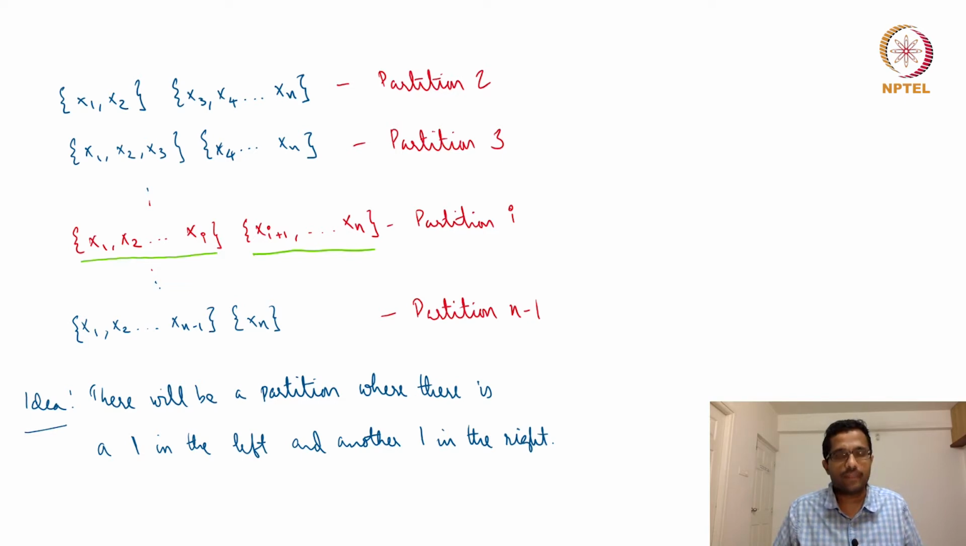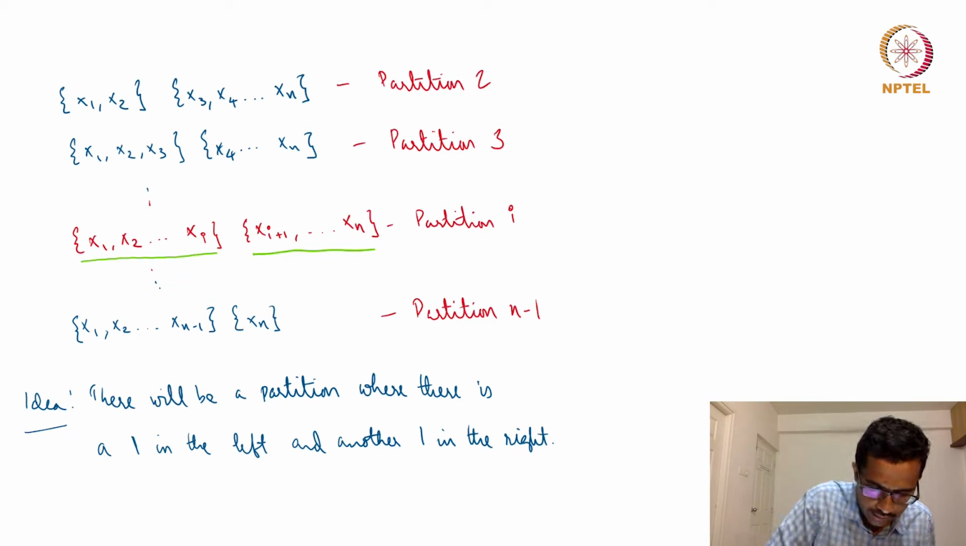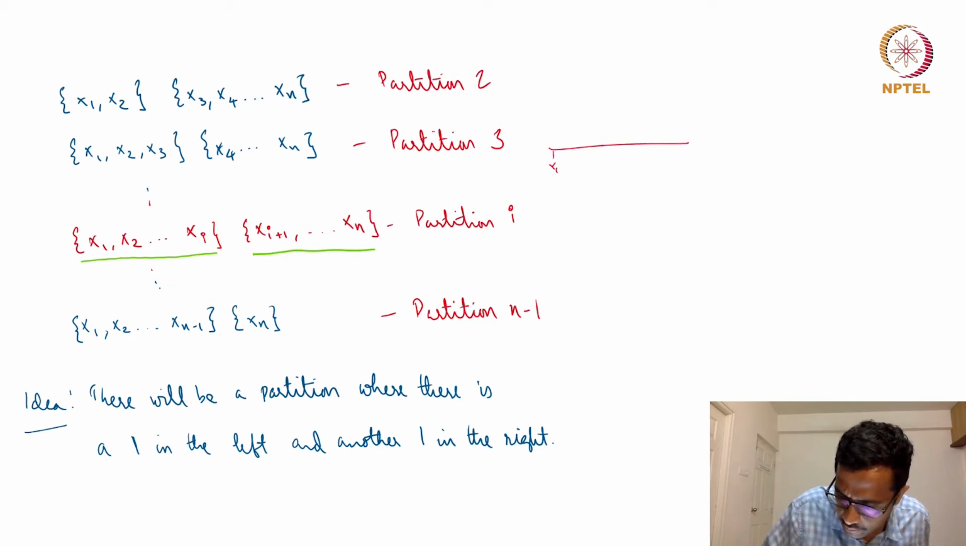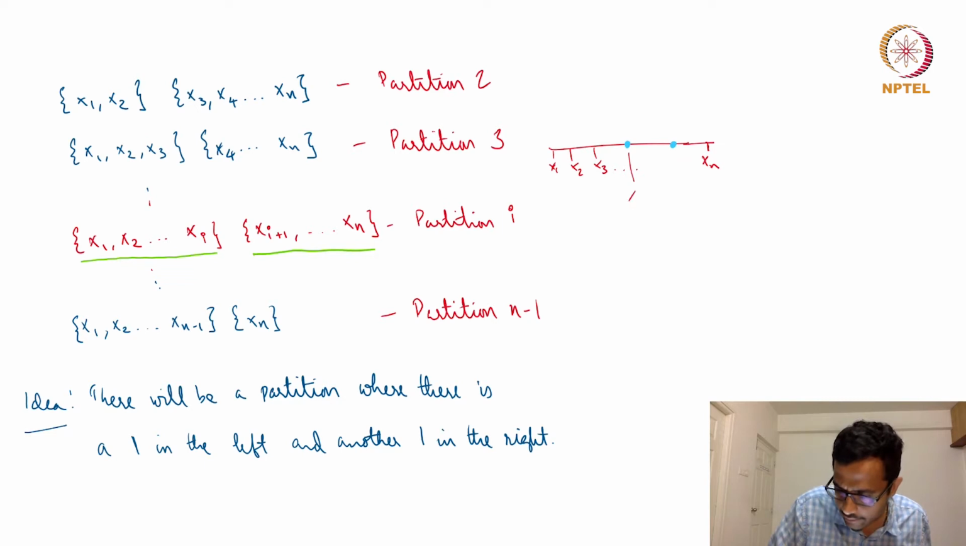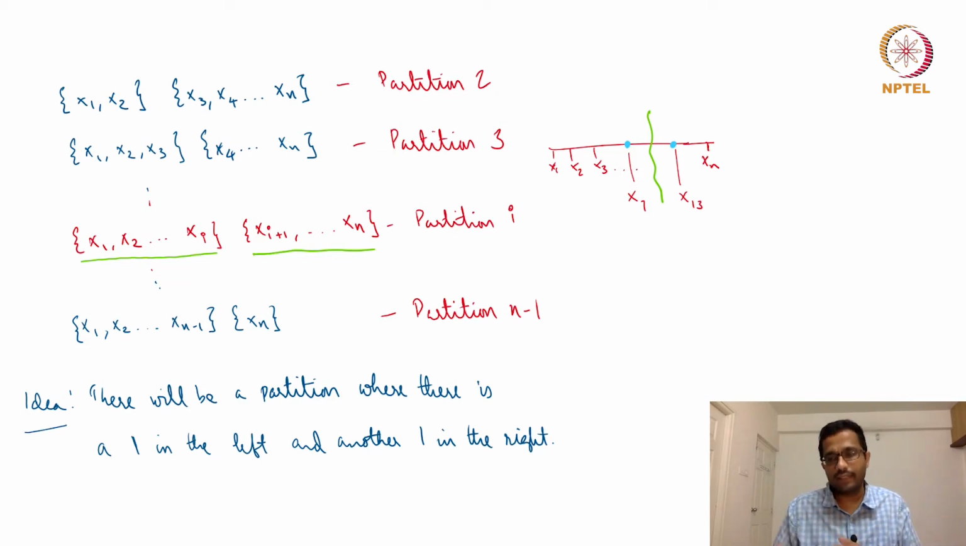If this is a yes instance of the threshold function, there are two values xi and xj for which both bits are 1. This means that for at least one of these partitions, both sides should have at least one 1. To illustrate, suppose these are x1, x2, x3 and so on, and there are only 2 bits which are 1. Let's say this is x7 and this is x13. Now consider any partition that breaks it between them. Then the left half has x7 and the right half has x13.